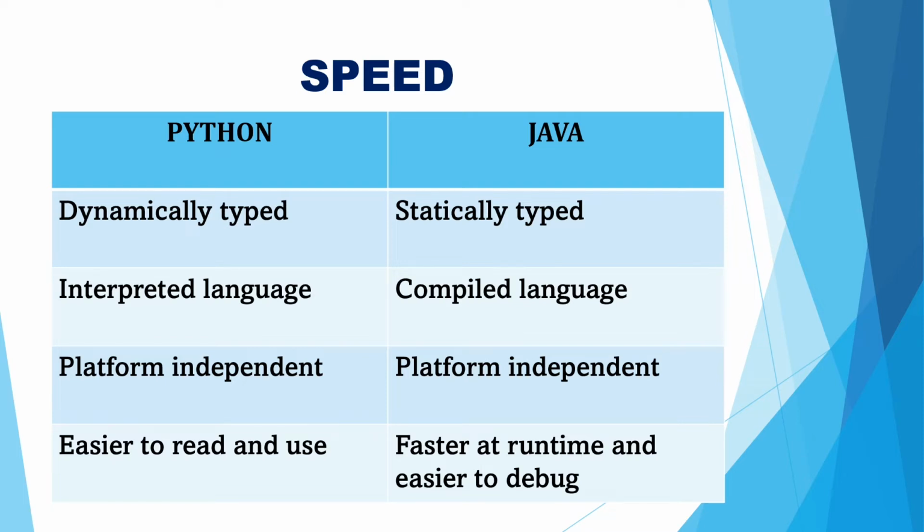Both the languages are platform independent, but being compiled or interpreted makes a huge difference here. Java is faster at runtime and easier to debug because of the above stated reason, but Python is easier to read and use. That's why we prefer Python.